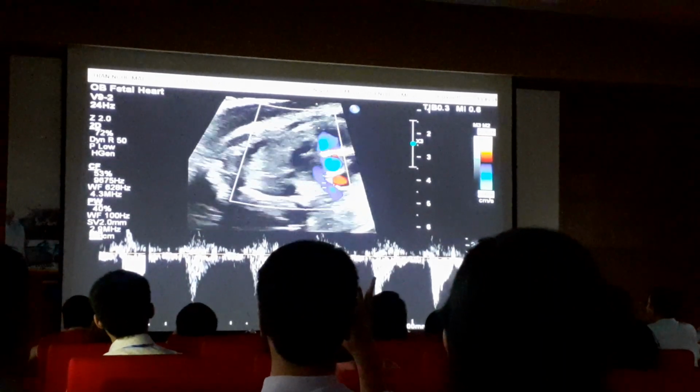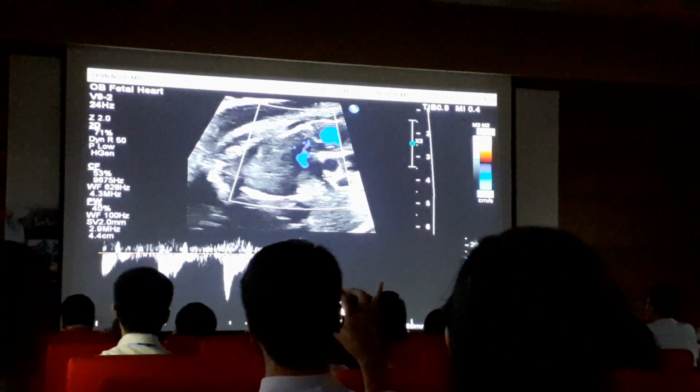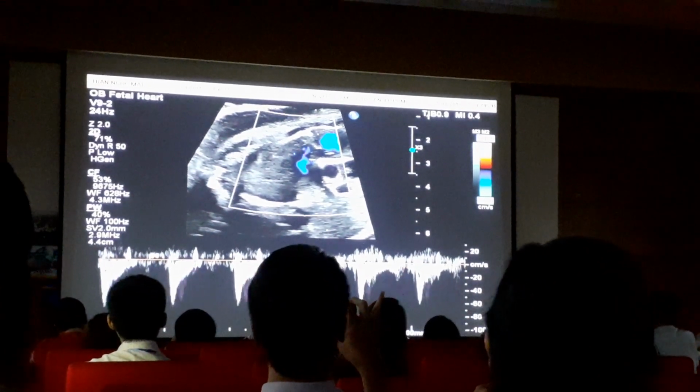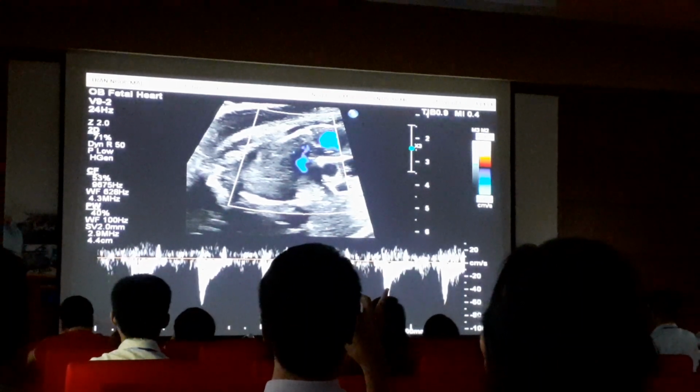I'm going to Doppler the branch pulmonary arteries. I haven't talked about them, but to show you a normal pattern associated with high resistance on Doppler examination.